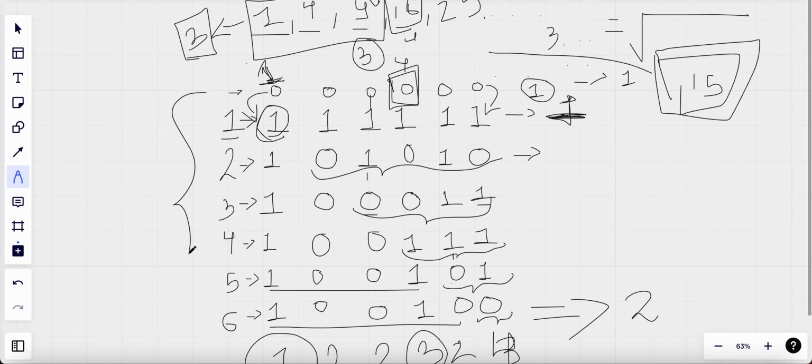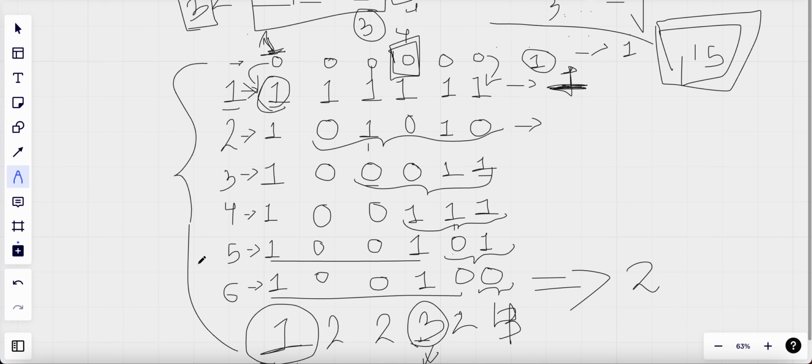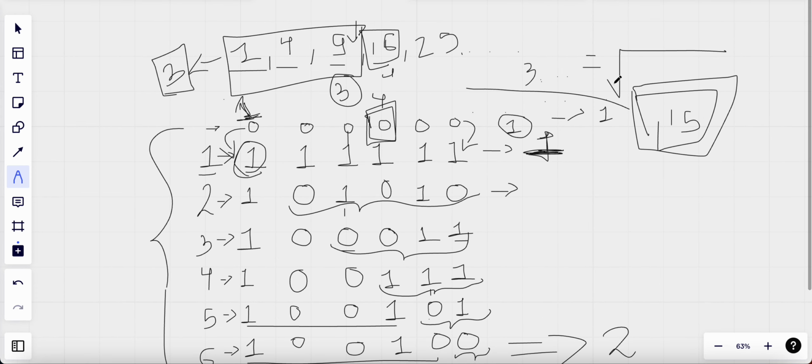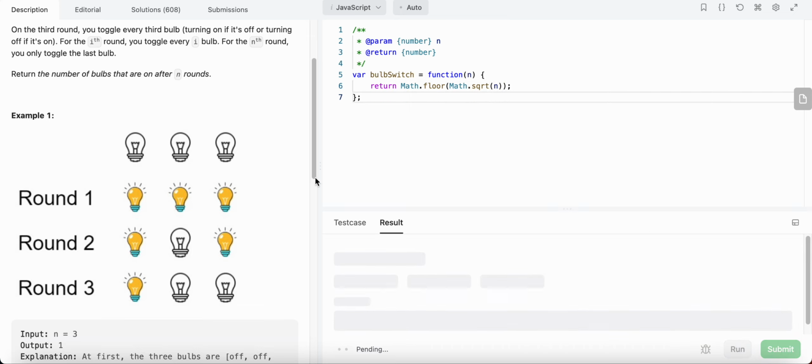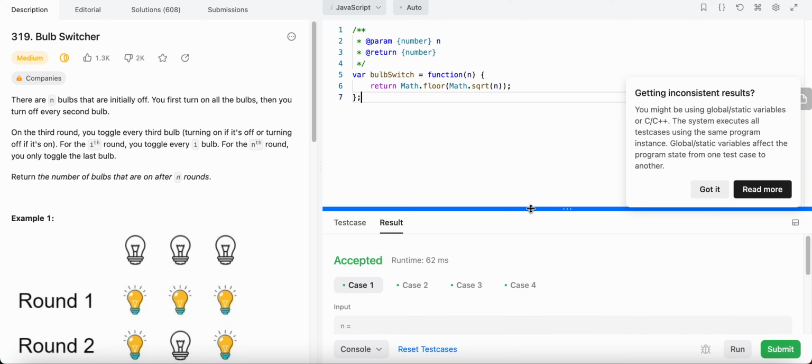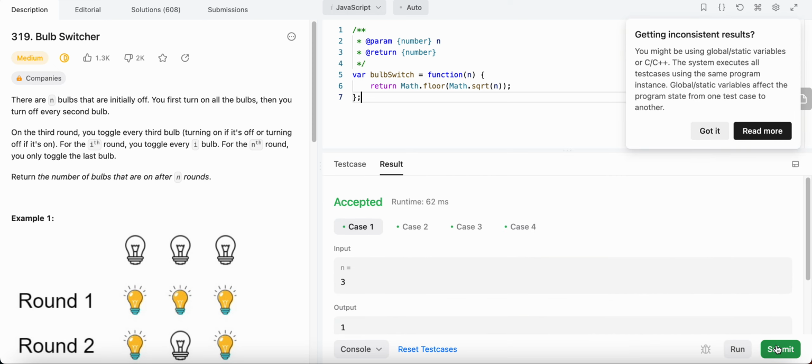It's just the concept that we need to understand, which takes time, but the formula is just a single line. That is, we are just going to take the floor value of the square root of the total number of bulbs. That's it. So let's just code our result very quickly. That would be the floor of the square root of n. That's it. Now let's run our code and see if it works fine. Awesome, this works very well. Let's submit this.